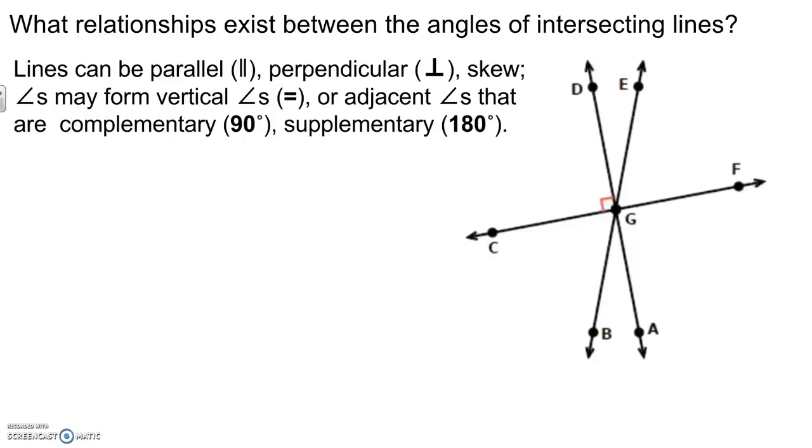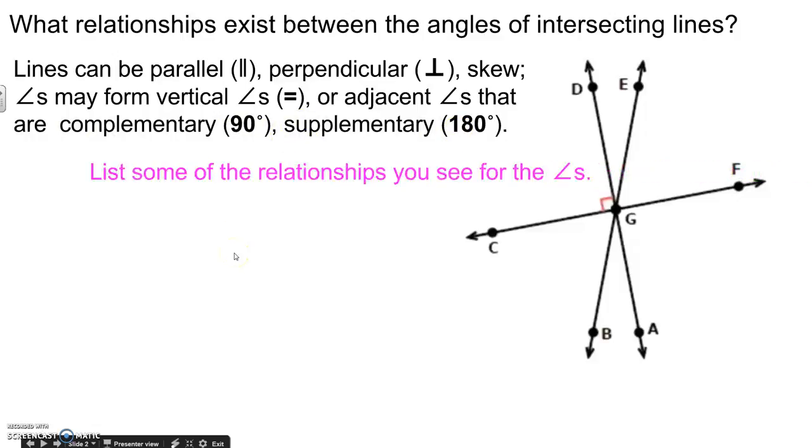Lines can be parallel, perpendicular, skew. Angles may form vertical angles, which means that they are equal, or adjacent angles that are complementary, 90 degrees, or supplementary, 180 degrees. And remember, our little trick on that is that complementary starts with the letter C, and 90 degrees is smaller than 180. We have the letter S there.